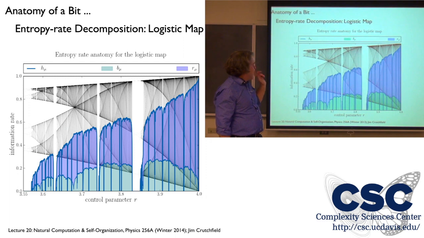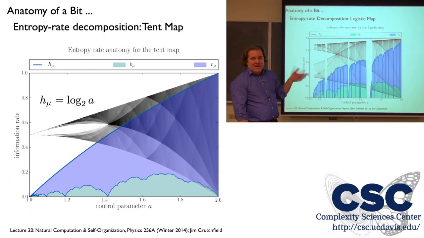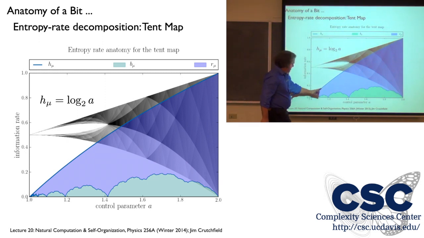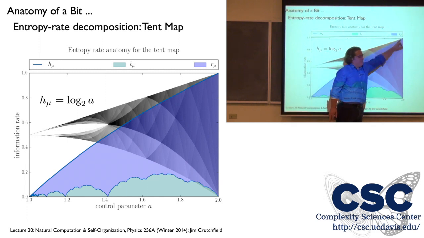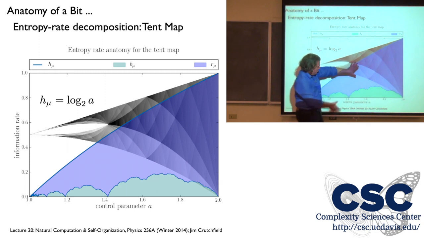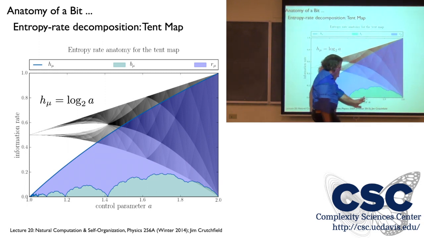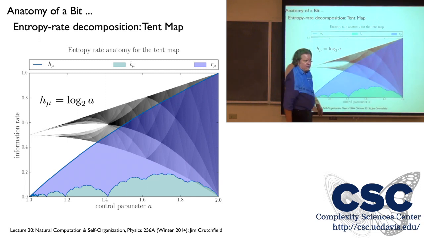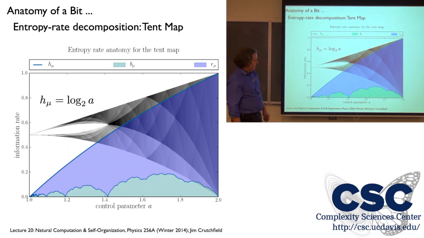Probably the nicest example to study the contrast is, if you remember, the tent map. For the tent map, we know exactly what h mu or the Lyapunov exponent is. It's just log of the parameter a. So that's here. But we still see this really complicated interplay between r mu and b mu. There are values somewhere up around here where a very large amount of the h mu randomness gets stored in the future, affects future behavior.